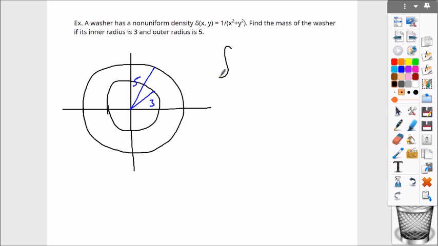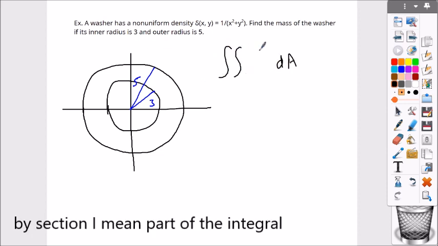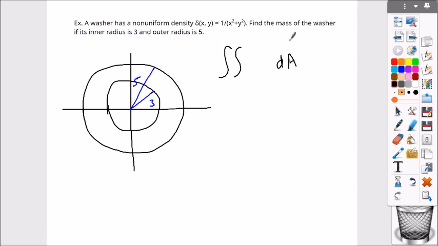Well, the double integral dA, this section is the area. You have to know that. That section is the area of the washer. But we want to find the mass. So we want to add something extra. We have to add the density function in the middle.